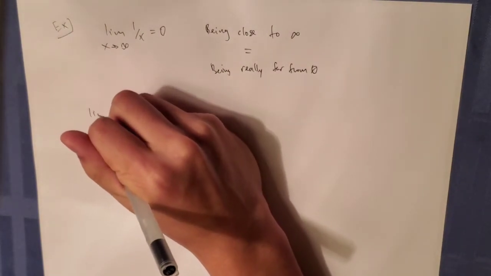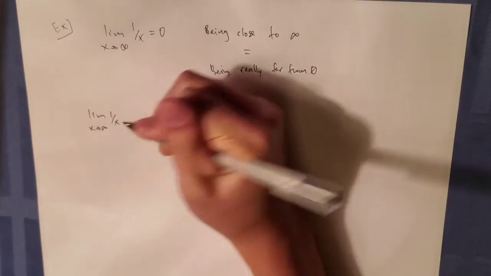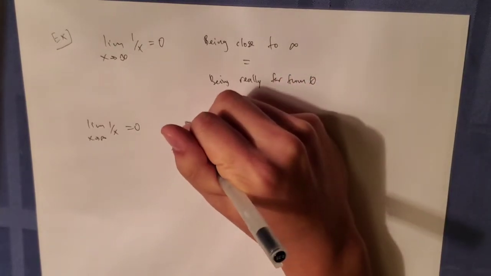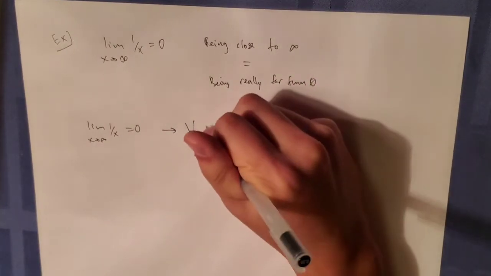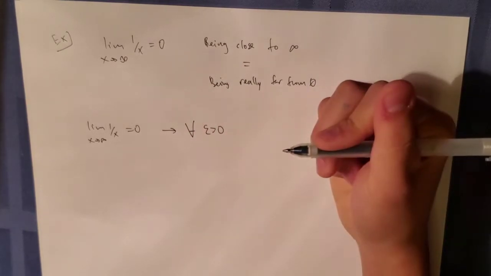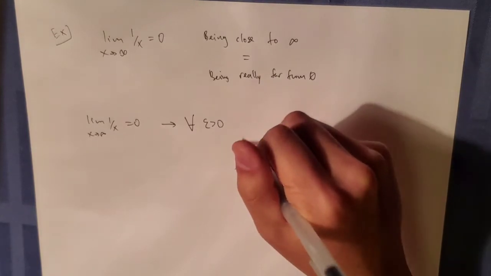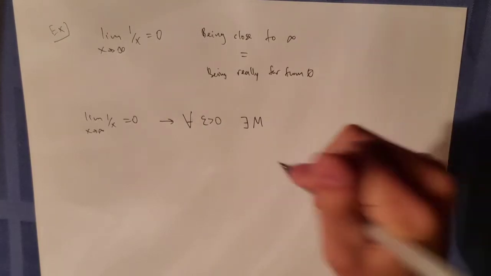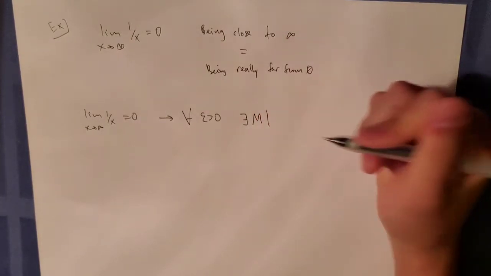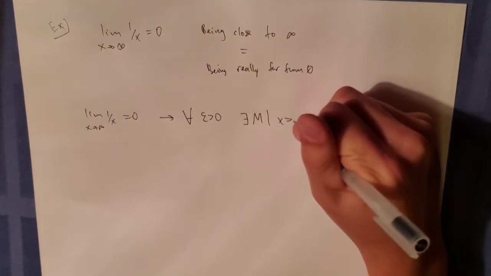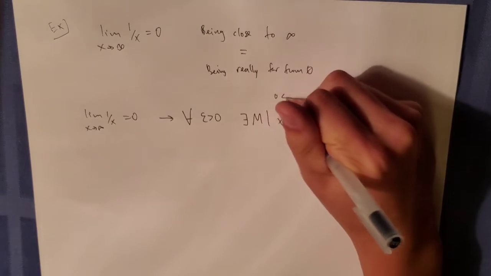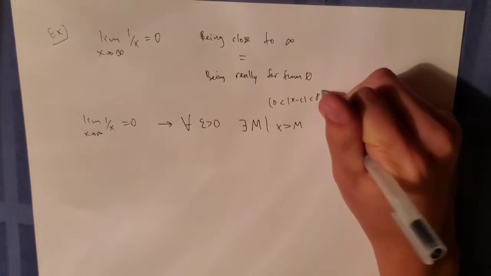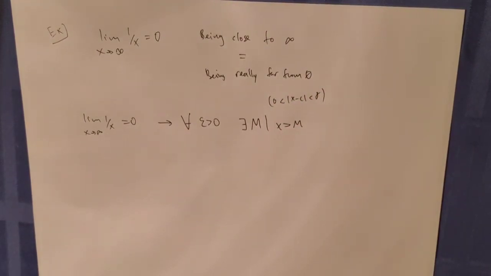So if we say that the limit as x approaches infinity of 1 over x equals 0, we're gonna say that this implies for any epsilon greater than 0, right? This is the same start as the epsilon delta proof. There exists a real number m, and m is like a really big number, such that x is greater than m. So what used to be |x minus c| less than delta is now x is greater than m.